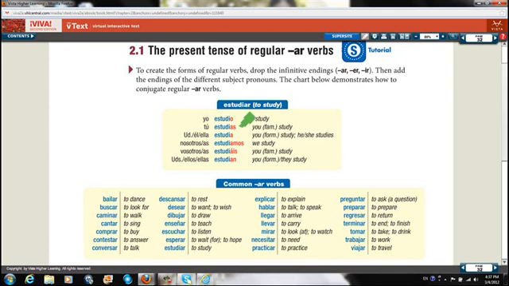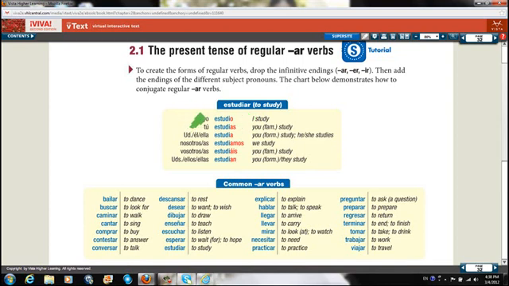Okay. You're studying. You're a friend. Tú. Tú estudias. You study or you are studying. It means both. And the AS means the tú. So if you want to say you are studying, you need to say tú estudias.